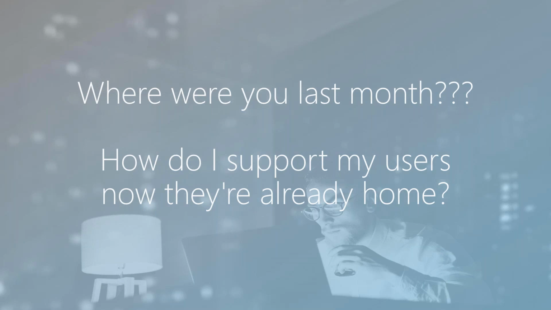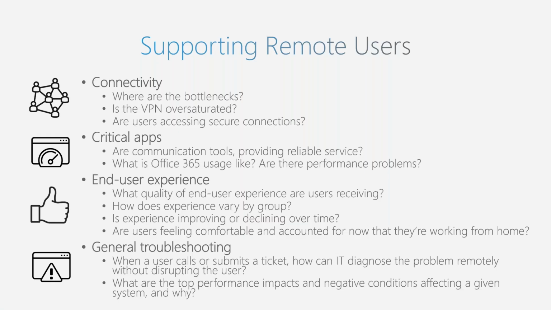But I'm sure you were asking, okay, great, that would have been fantastic last month. How about now? My users are home. How do we support them? How do we get the relevant visibility to ensure that they're able to be productive, that they are being productive, and if there are any roadblocks to a decent user experience? So there are still a ton of questions that need to be answered, but the question is just slightly different.